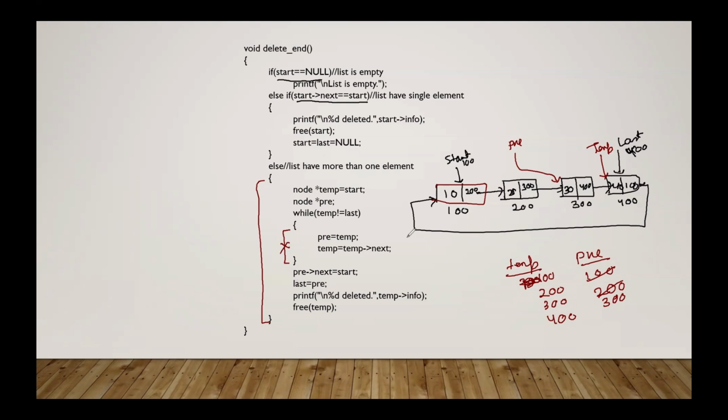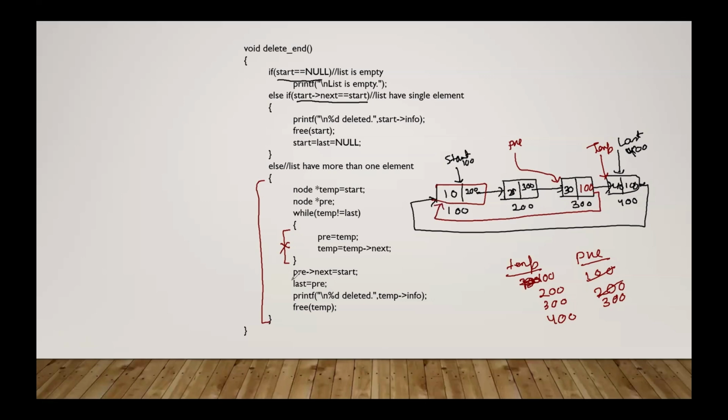Now the next line: pre next. What is pre? 300. 300's next is right now 400. It stores which value? The start value. What is the start value? 100. So what we have to do? We have to make this value gone. Right now it stores 100. If it is 100, it means the pointer now points to this node.